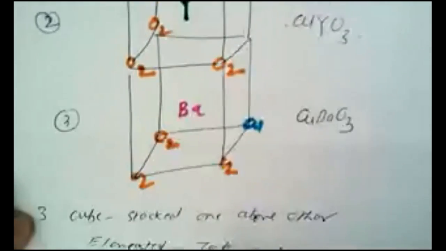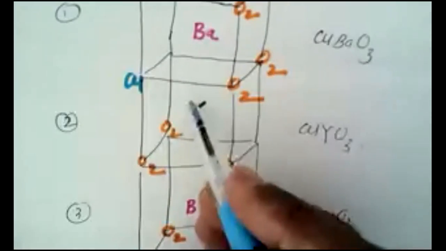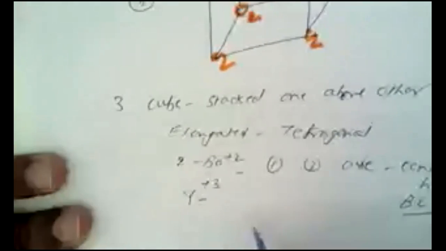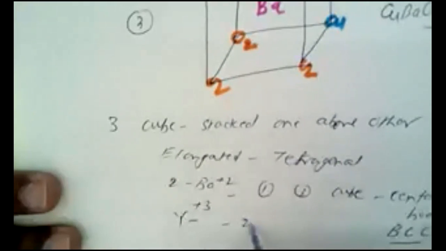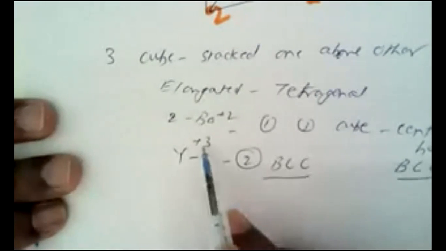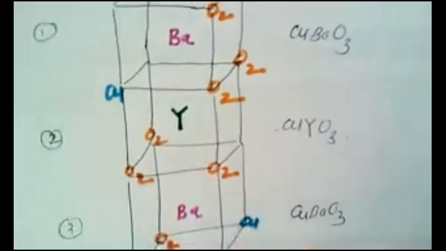Now come to this yttrium. The second cube has yttrium, which is in +3 oxidation state, present at the center of the second cube. So the position of yttrium is also body centered cubic. The position of this yttrium is also at the center of the body, which is surrounded by copper and oxygen atoms.